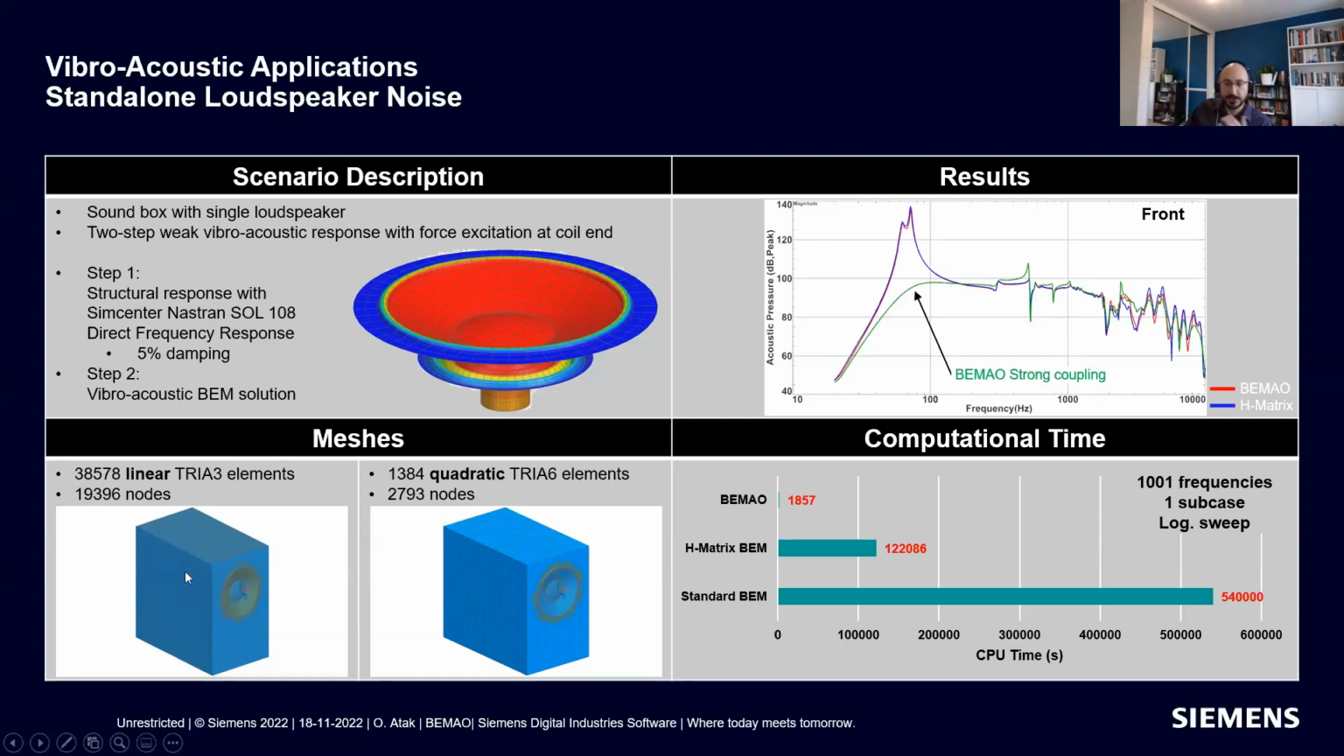And here is the discretization of the H-matrix and BEMAO. This would be kind of a discretization that we want to use for BEMAO. Again, if you look at the results, standard BEM takes too much. H-matrix in this coupled scenario is also taking quite a bit of time, 122,000 seconds, while BEMAO would take 1,000 seconds to do this frequency sweep.